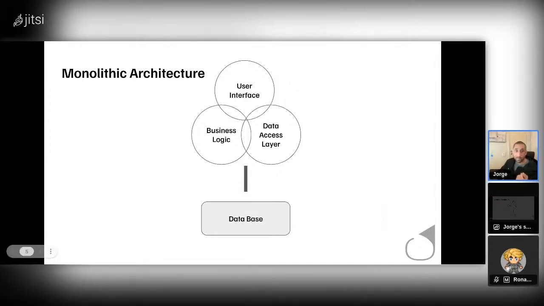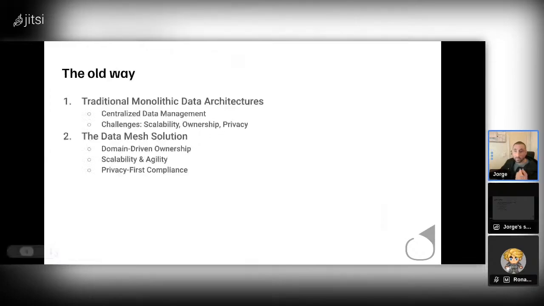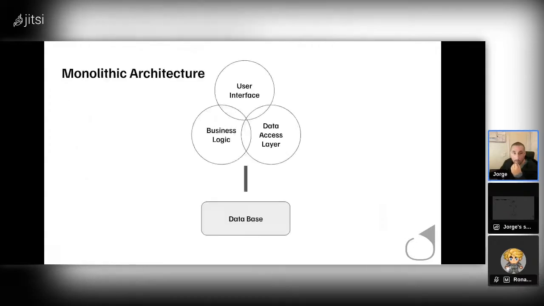So some of the challenges: when data volume increases, centralized architecture struggles to scale efficiently. Adding more data and more users to a single system creates performance bottlenecks and requires increasingly complex infrastructure.